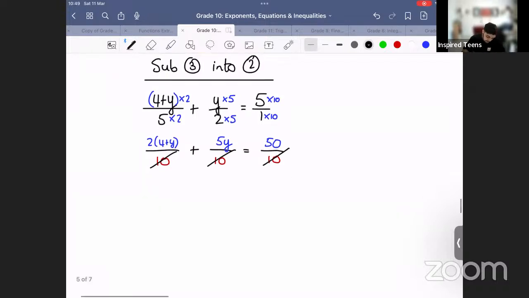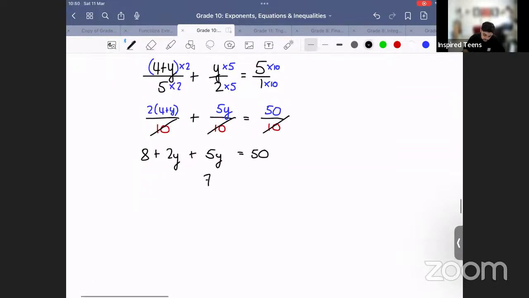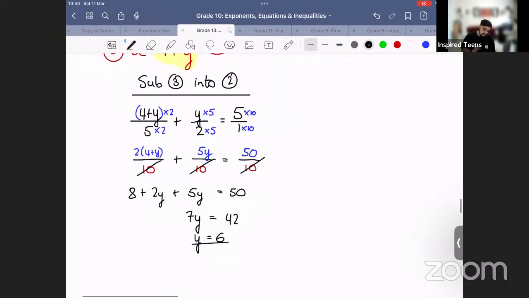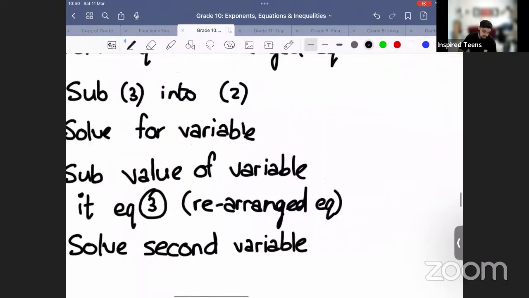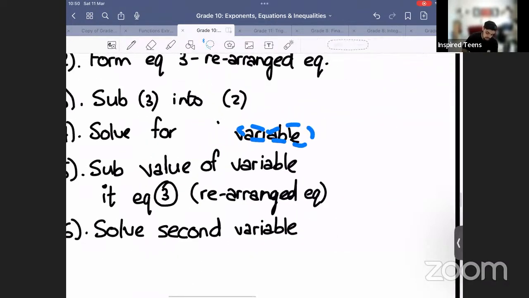Okay, so let's open up. I'm going to get 8 plus 2y plus 5y is equal to 50. 7y is equal to 42. y is equal to 6, I believe. Someone can correct me if I'm wrong. Okay, so we use LCD to solve for y. Now we've done step 4 where we solved for, let's just call it first variable.